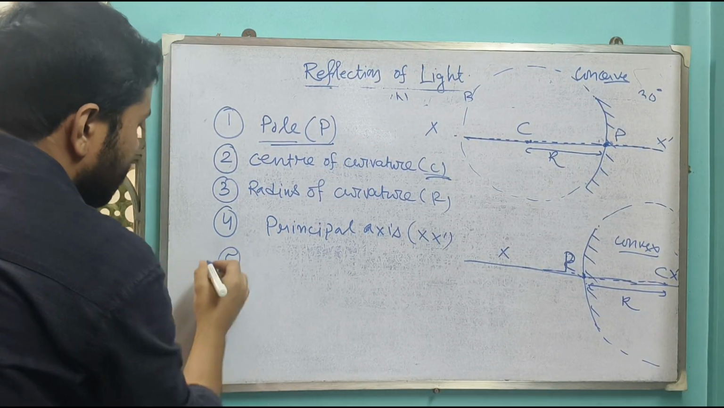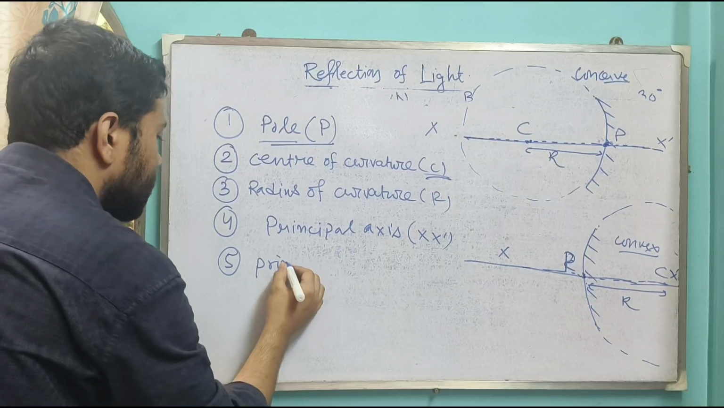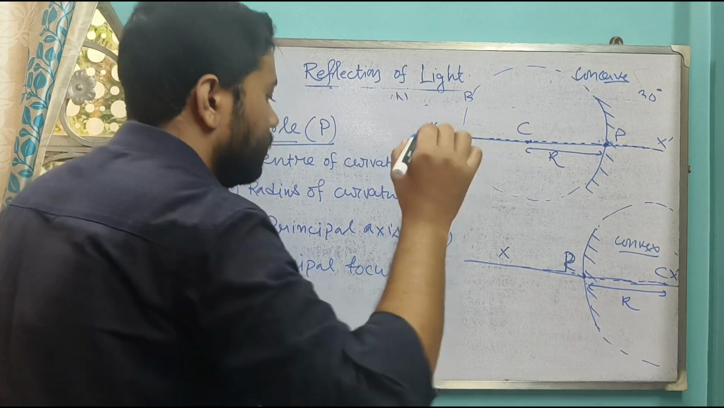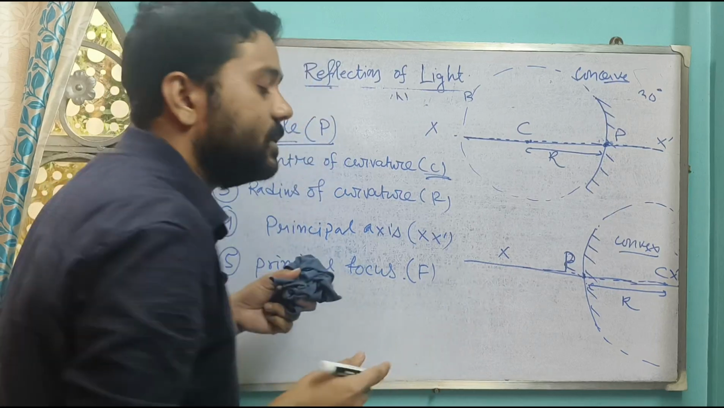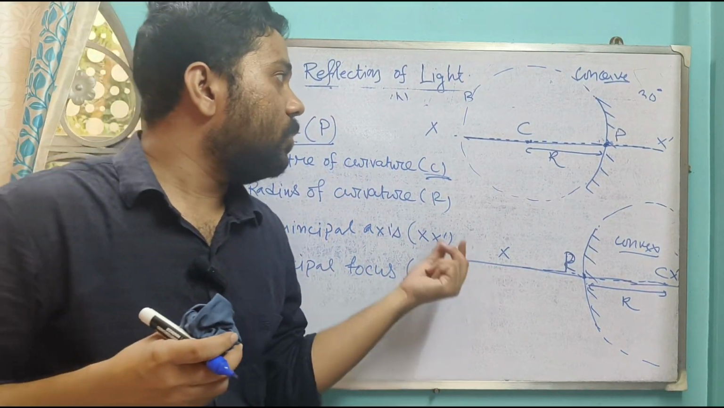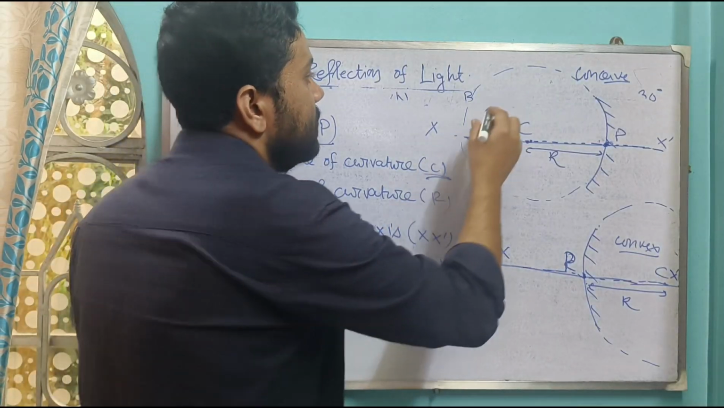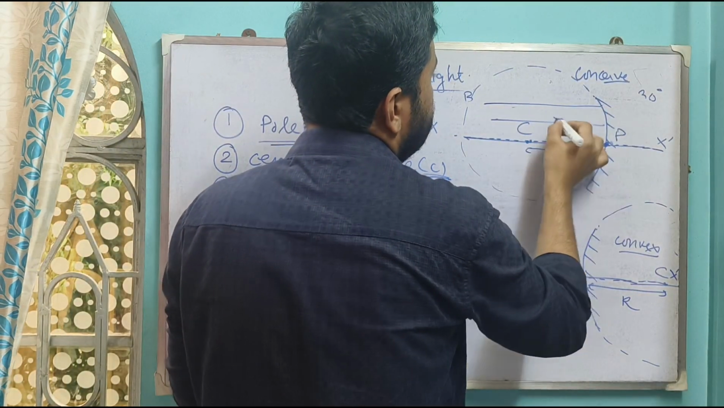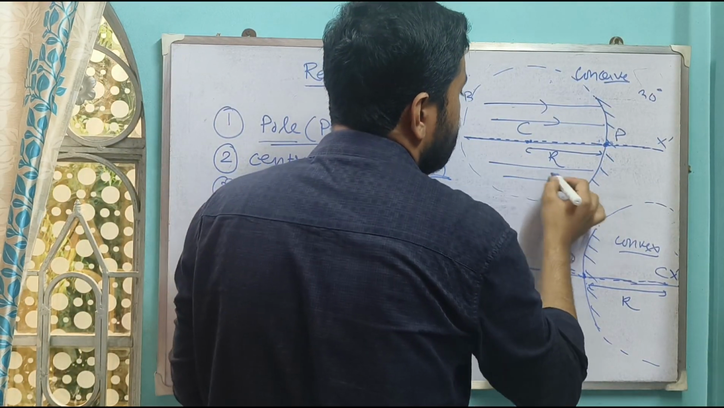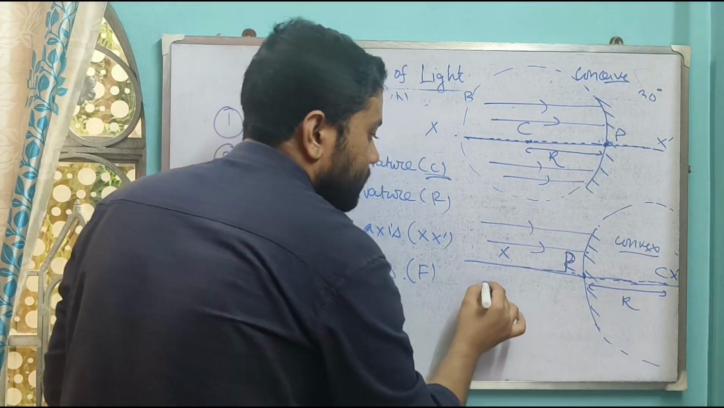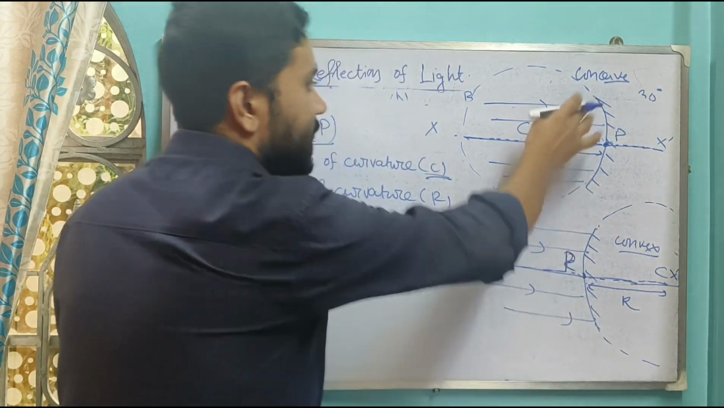Now the fifth term is the principal focus. So what is the principal focus? We represent it by the capital letter F. When light rays parallel to the principal axis fall on or strike a mirror, what will happen? Here also, suppose they strike a convex mirror, and they strike a concave mirror.